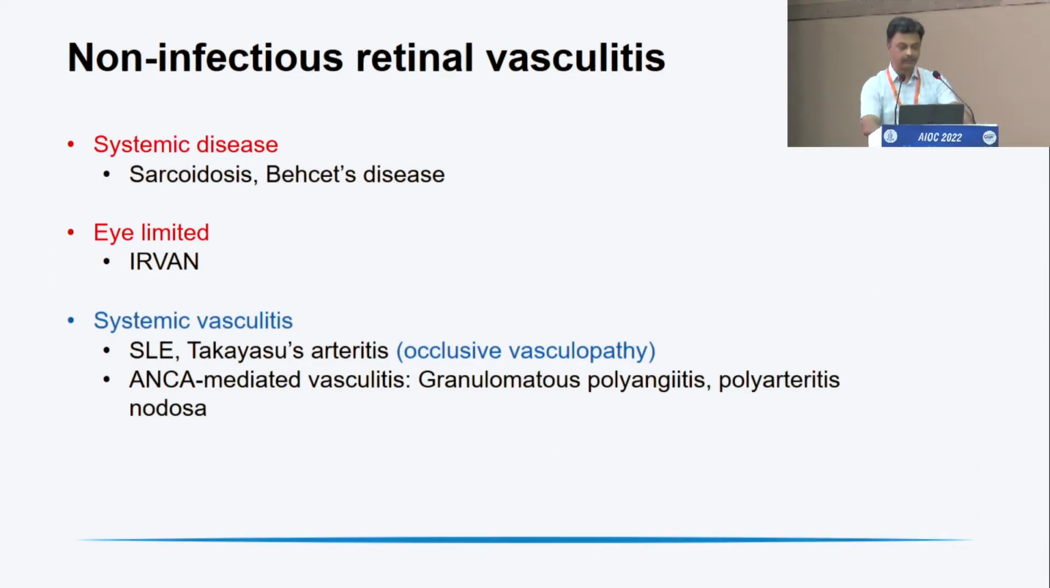Now, I'll just run through these systemic diseases or the non-infectious forms of retinal vasculitis, which can be broadly categorized into 3 groups. One are the systemic diseases, and these are most commonly sarcoid or Behçet's. The eye-limited forms of retinal vasculitis, which you know is IRWAN, and the rare forms of systemic vasculitis that can be associated with retinal vasculitis such as SLE or Takayasu, in which case it is called occlusive vasculopathy rather than occlusive vasculitis, or very, very rarely, less than 1% of the cases, you can have an ANCA-mediated vasculitis.